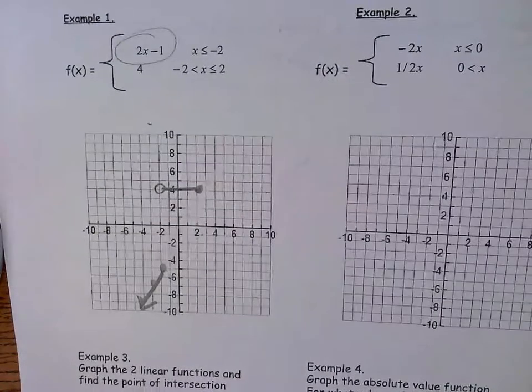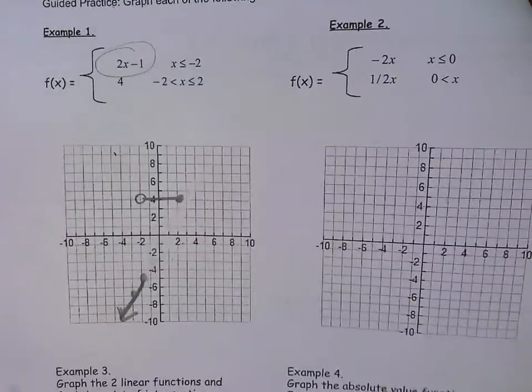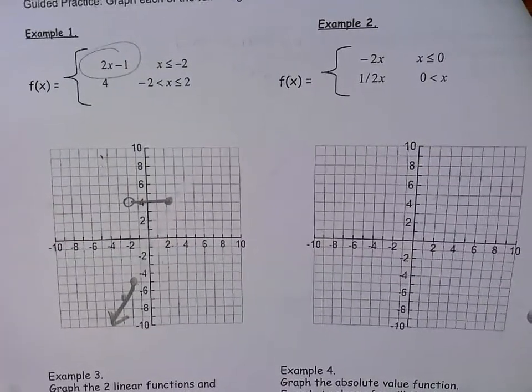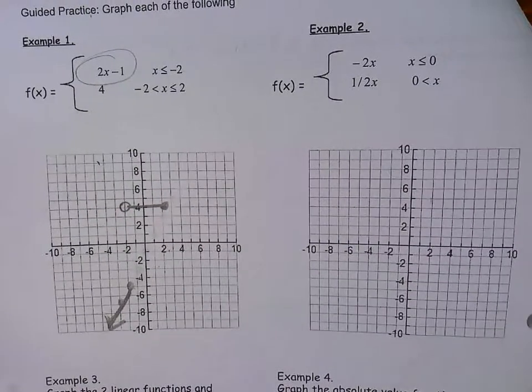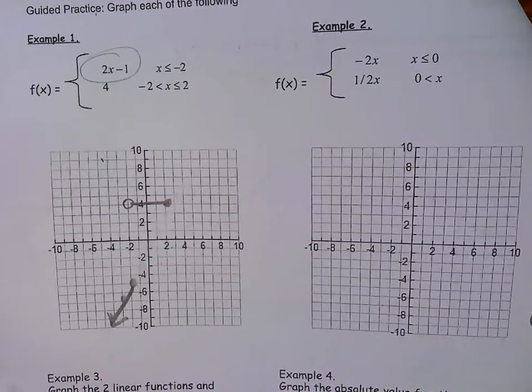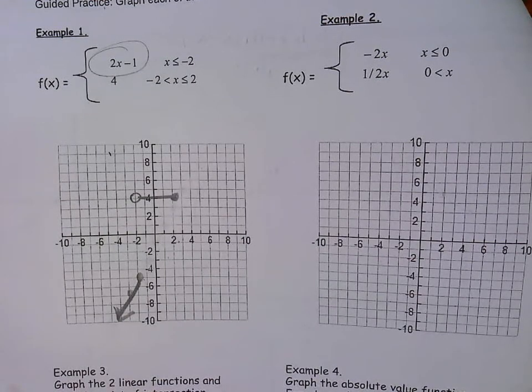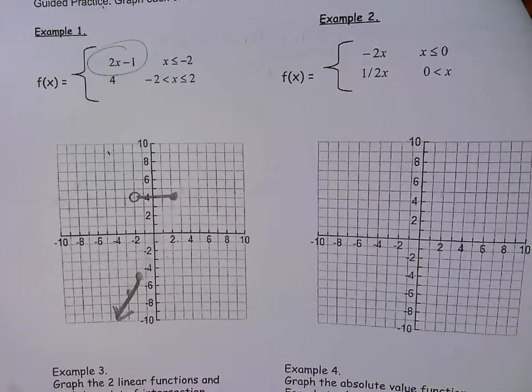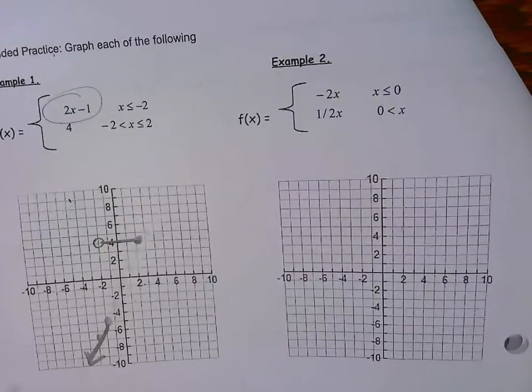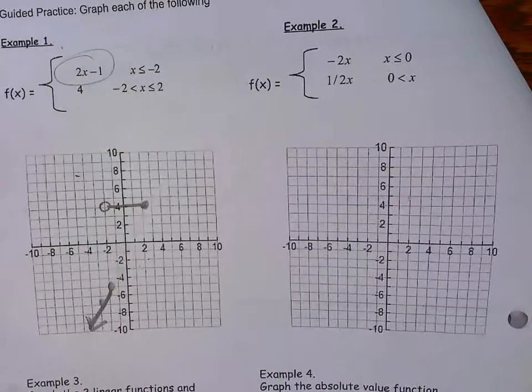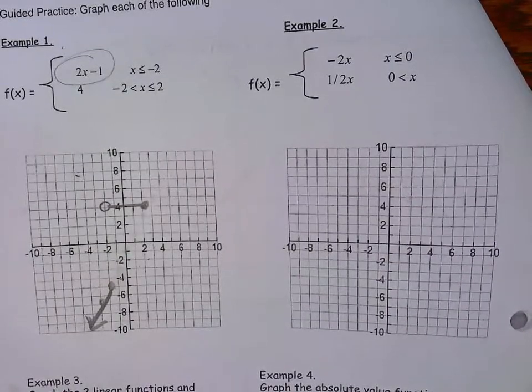So why don't you take a crack at example 2? We can put up 2 in a minute, but you can also move on and do example 3 and 4. In example 3, you're finding the intersection point. And in example 4, you're graphing an absolute value function. And then you're answering a couple questions about that. So try 2, 3, and 4 on your own. I'll put up the piecewise example in just a minute when you finish.